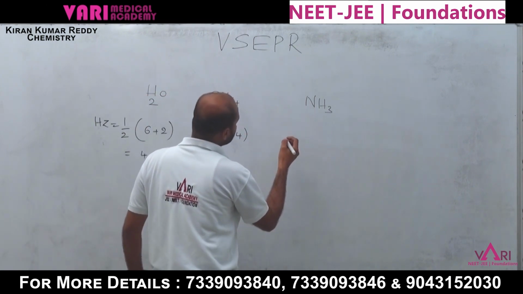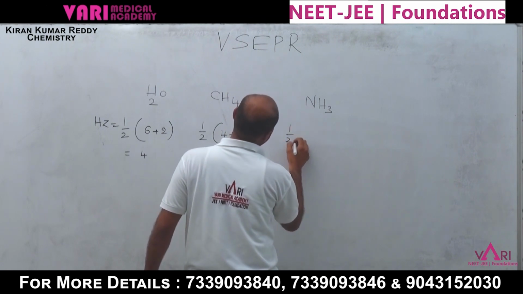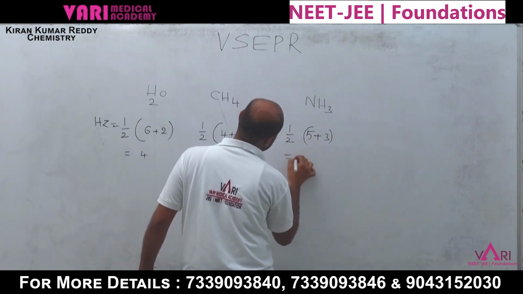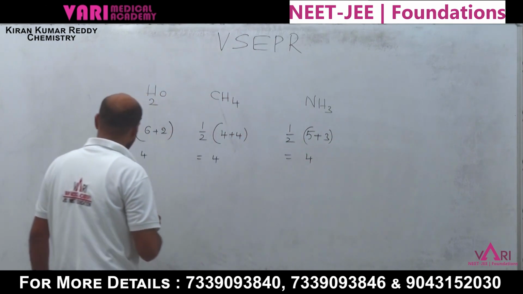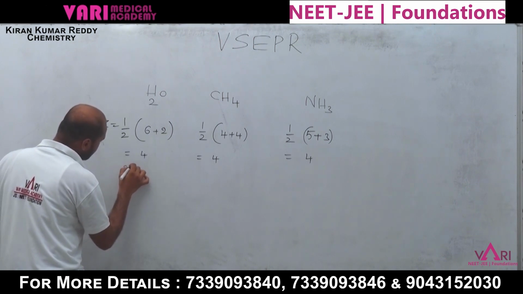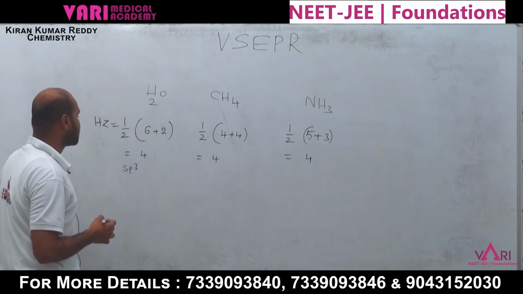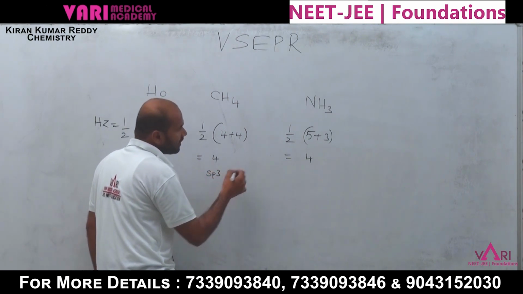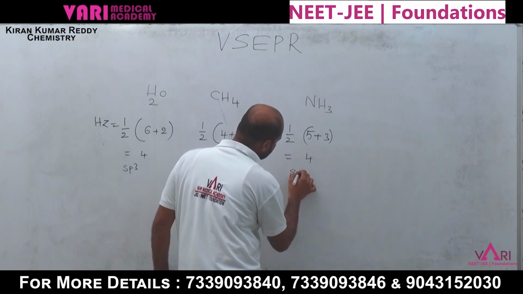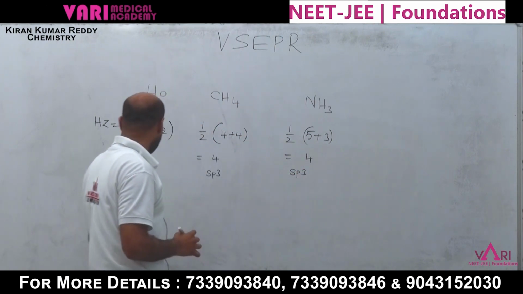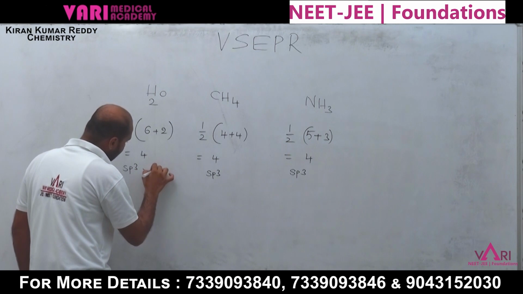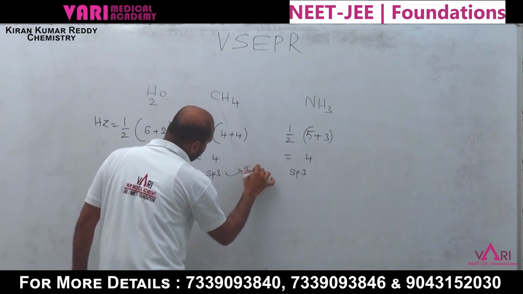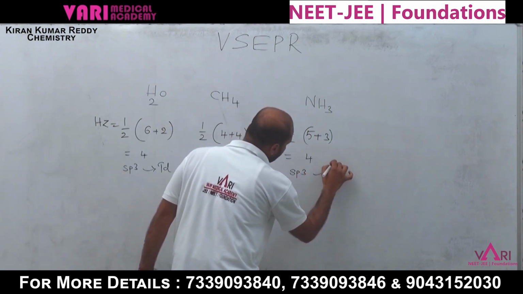If you take NH3, in this also 1/2, nitrogen 5 plus 3, that is 8, that is equal to 4. All are sp3 hybridization: the water molecule is sp3, methane is also sp3, and ammonia is also sp3 hybridization. What is the geometry? Tetrahedral geometry, and this one also tetrahedral geometry, and this one also tetrahedral geometry.